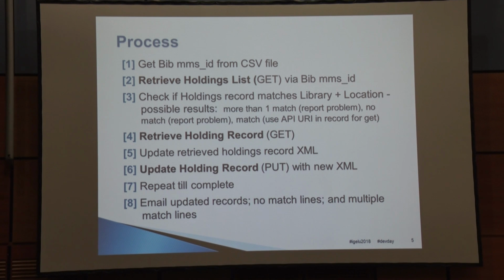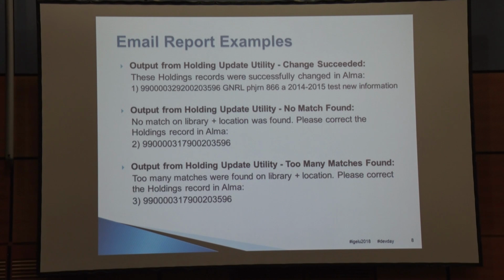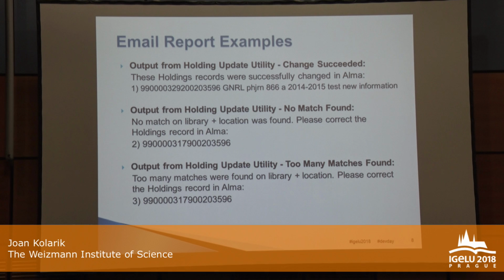And then at the end, there's a report that tells you what happened, and this is just a very simple example: there's a subfield, and we updated it with the word test. Woohoo. And then when we output it, we had a report that tells us what succeeded, and wherever there was no match found, it gave us the MMS ID, so we could go and find out what's going on there. And the same thing, if we had too many matches found, it would tell us.